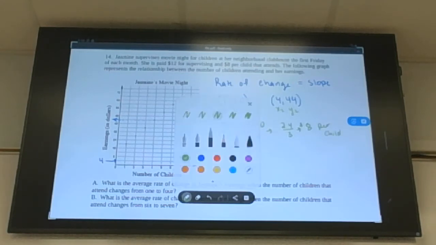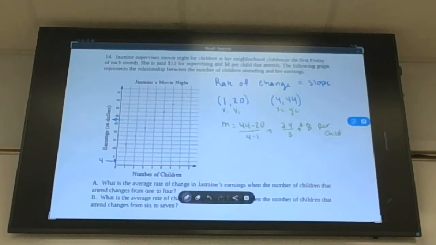Alright, do that again. I don't know if you can read it, that black bar in the way. This is A, I guess. And this is B. What is the average rate of change in Jasmine's earnings when the number of children changes from 6 to 7? So I'll tell you 6 is $60. And 7 children is 68. So go ahead and do your slope, your rate of change.